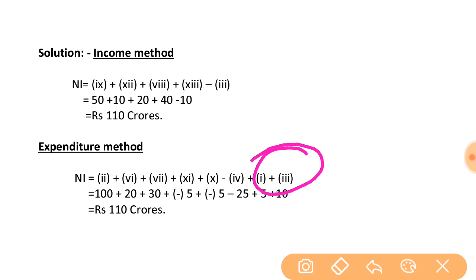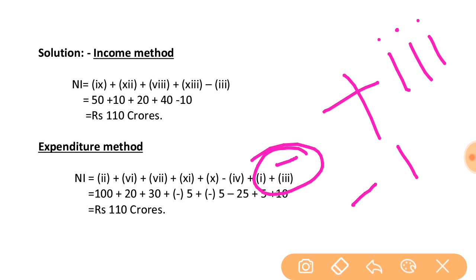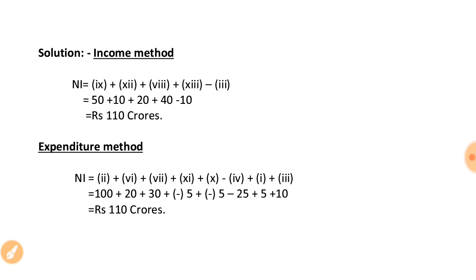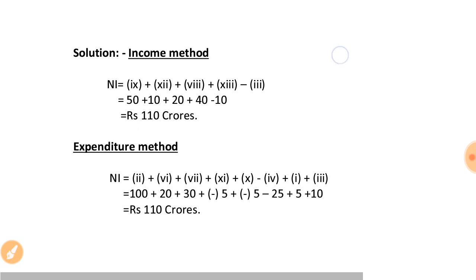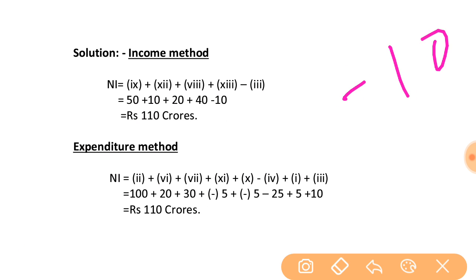And then here again there is one mistake. It has to be minus, not plus. Not plus 3, it has to be minus 3, that is why the value will be minus 10. So here we will get this 110.